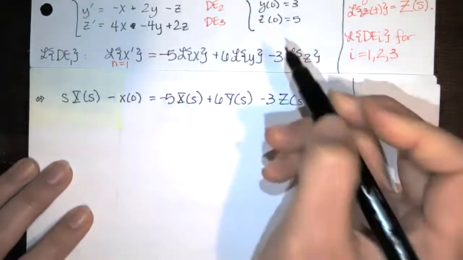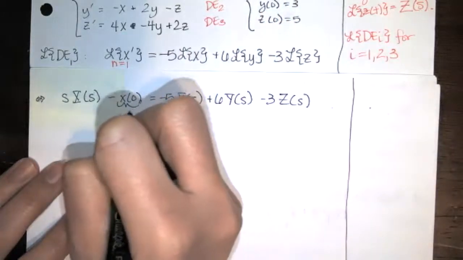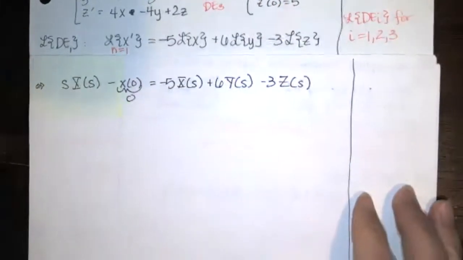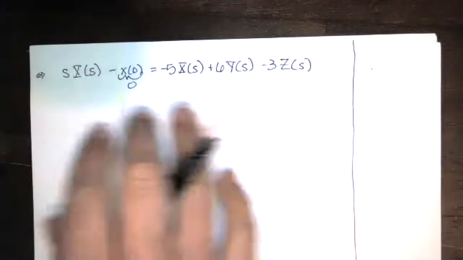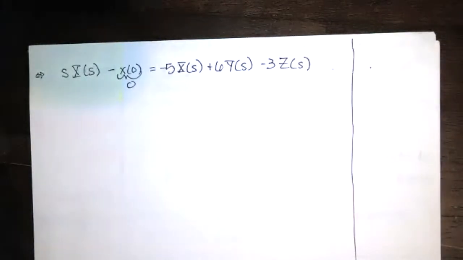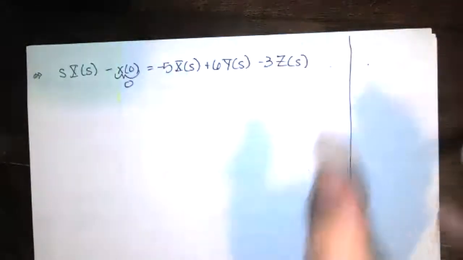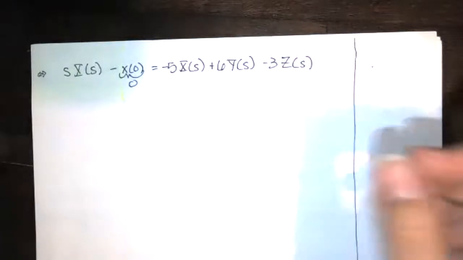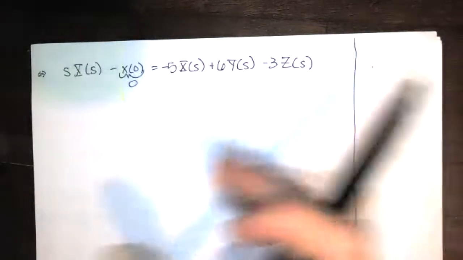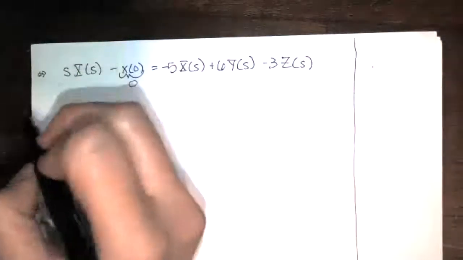And from our initial condition, x of 0 is 0. So we have this now. So if I want to write this in such a way that I can use Cramer's rule to solve the system of equations later, I want the x's, y's, and z's on one side, and any functions of just s only, or any functions that don't involve the x, y, and z, I want those on the other side.